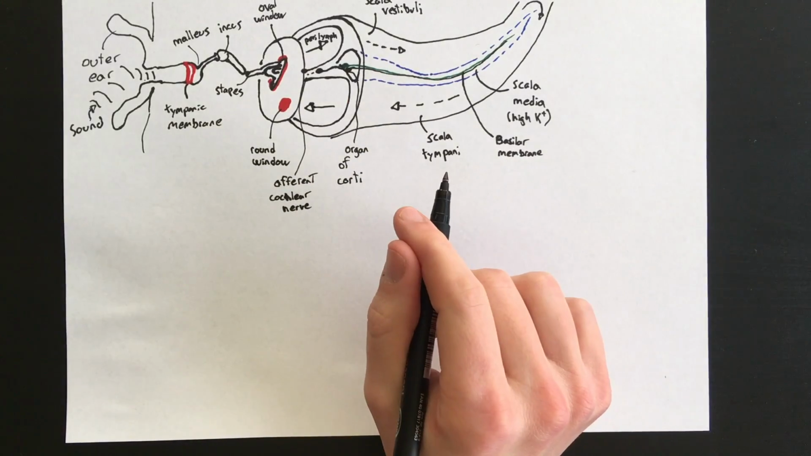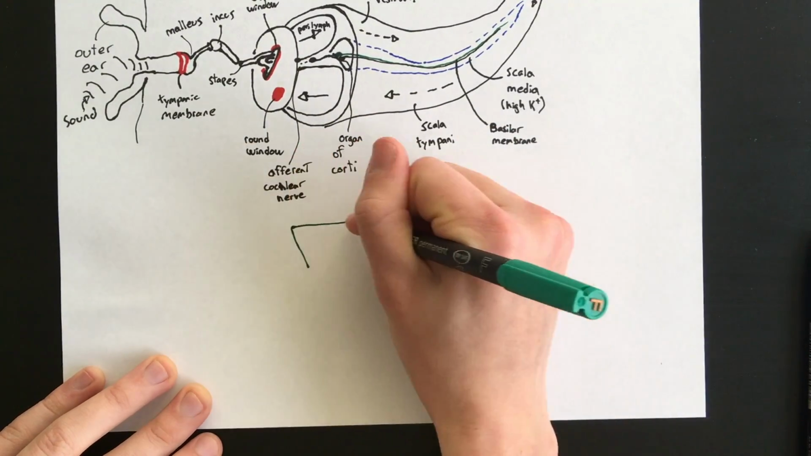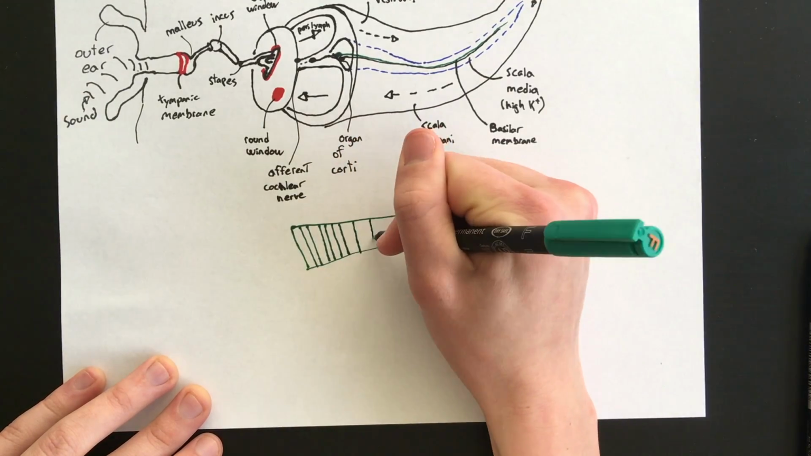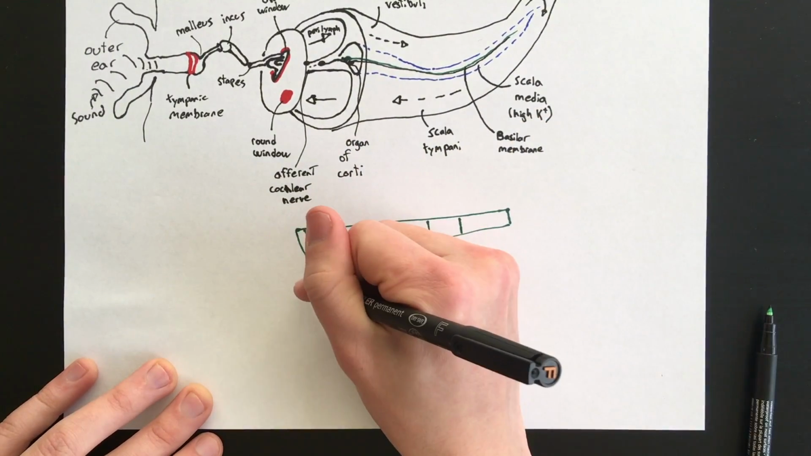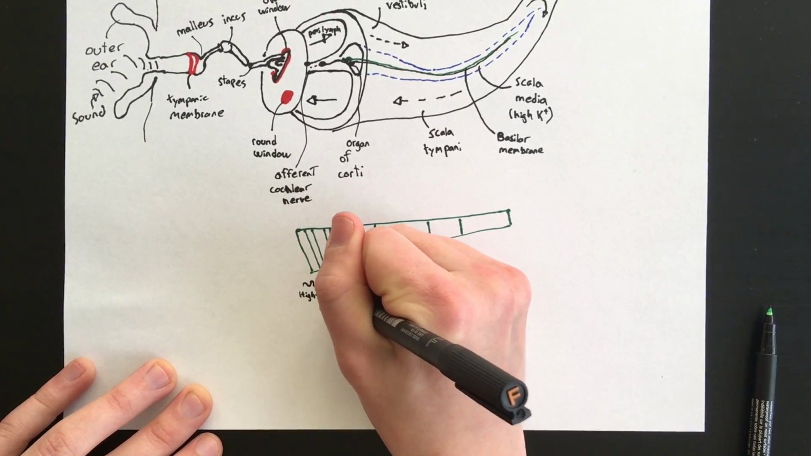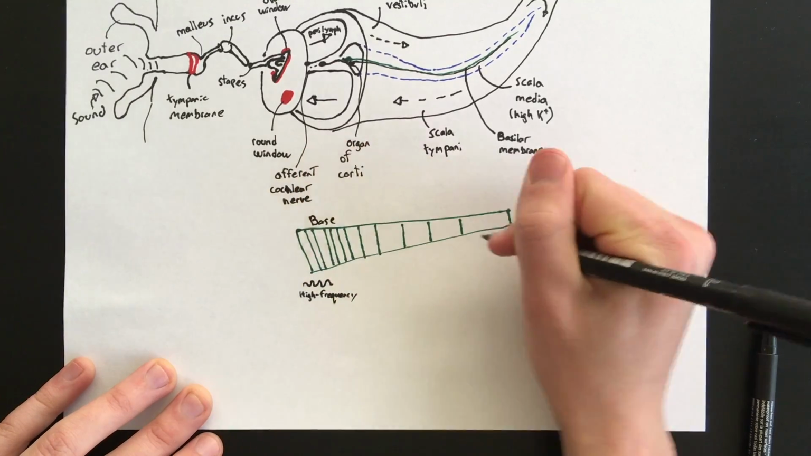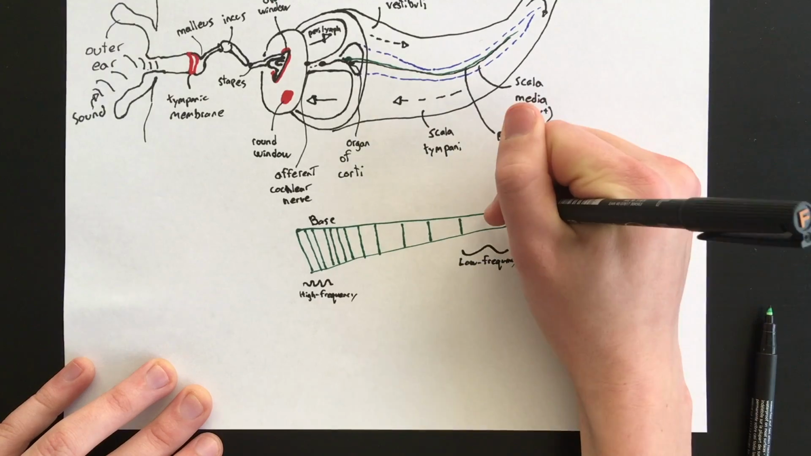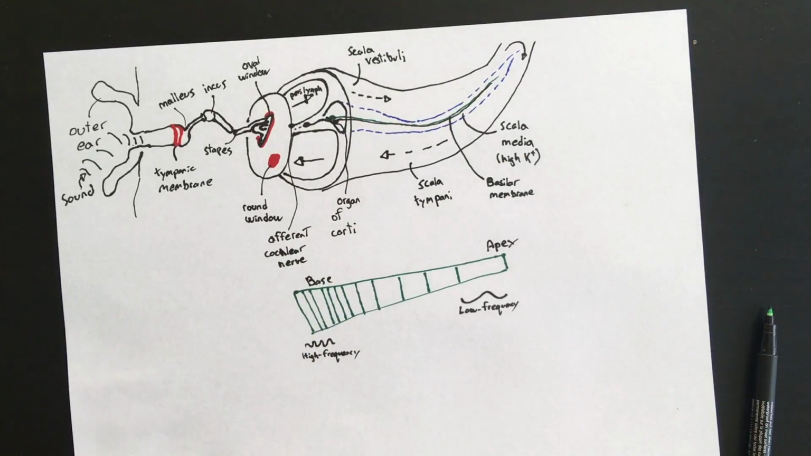I've also drawn here a stretched out version of the basilar membrane just below to illustrate the fact that higher frequency sounds, which have shorter wavelengths, are registered by the base or the proximal portion in the cochlea, and the apex recognizes the lower frequency and longer wavelength sounds.